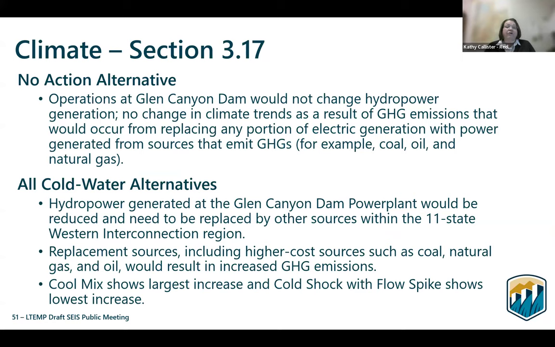Under all the cold water alternatives, hydropower generation would be reduced, and there would be a need to replace that generation with other sources within the 11-state Western Interconnection Region. These replacement sources, including higher cost sources such as coal, natural gas, and oil, would result in increased greenhouse gas emissions. And the cool mix alternative shows the largest increase, and the cold shock with flow spikes shows the lowest increase.